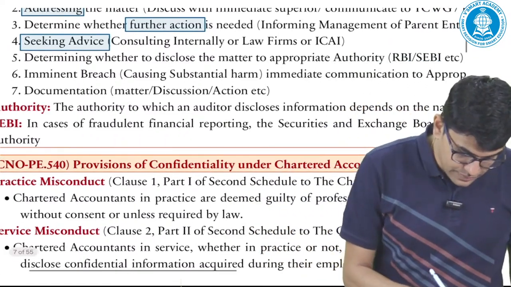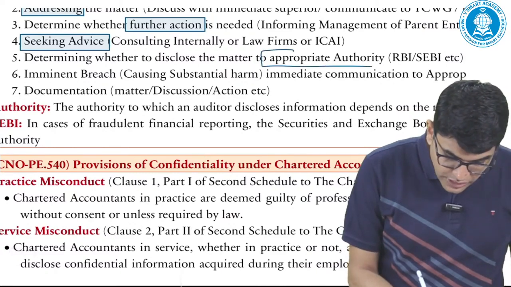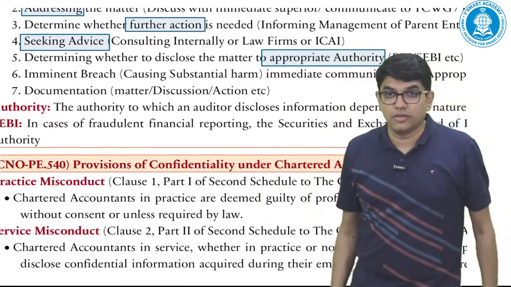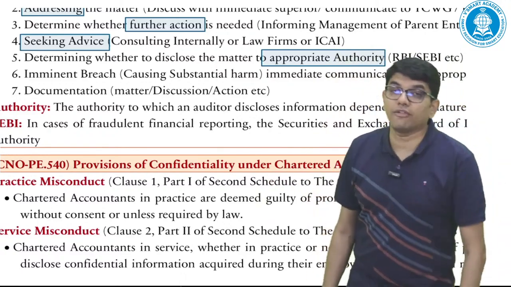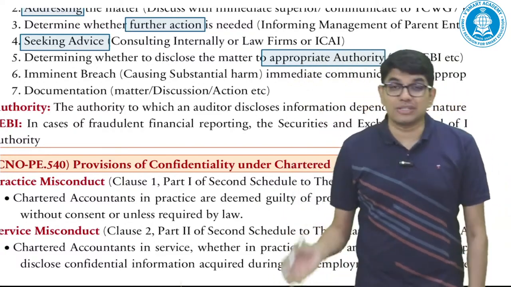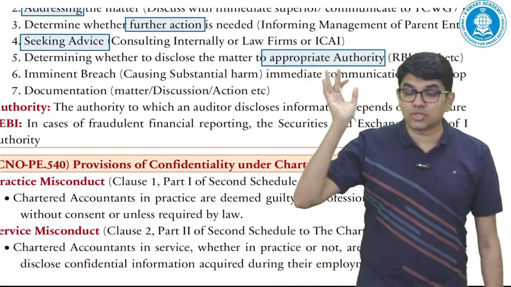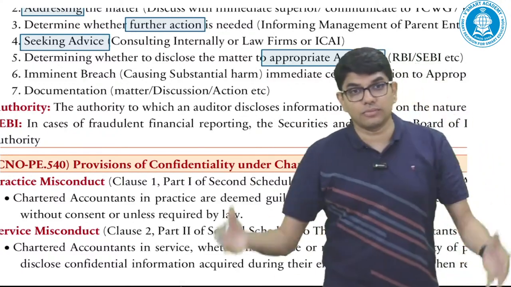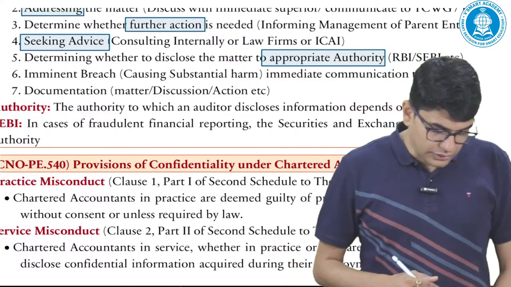Think about it. Are you supposed to go to any appropriate authority? We have just discussed: if it's an imminent breach, a very big breach of law with a lot of big consequences, and as per professional judgment you want to stop or mitigate the harmful effect, we are supposed to inform the authority.